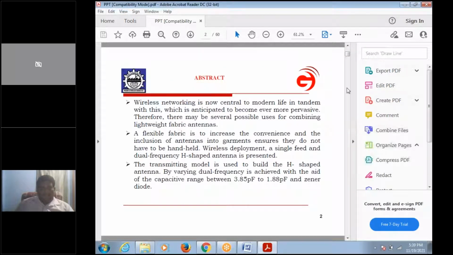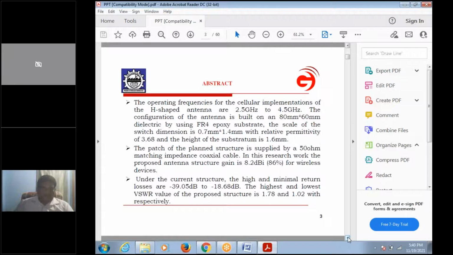Nowadays wireless communication networks are a trending subject, and here it is a fabric antenna. It is a type of antenna, not a hand grip antenna. That is a patch-shaped antenna. This antenna is again used for dual mode frequencies. In these dual mode frequencies, the capacitance ranges reach 3.8 picofarad and 1.8 picofarad with the help of a Zener diode. Then the operating frequencies are 2.5 GHz to 4.0 GHz. The antenna will be built in here.